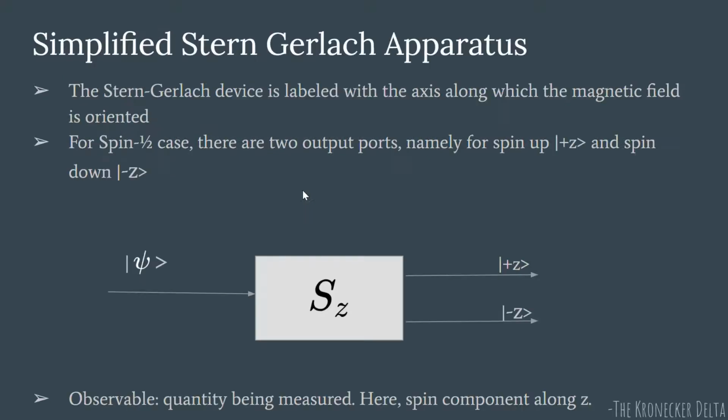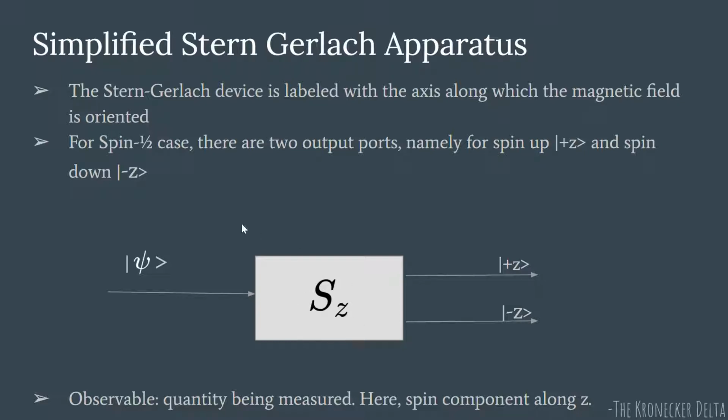Okay, having said this, now we'll focus on the simplified Stern-Gerlach apparatus. We don't care about the intricate details of the experiment now, we'll just focus on the essential features. So we label the Stern-Gerlach device by the axis along which the magnetic field gradient is set up. In the last experiment, the historical Stern-Gerlach experiment, the magnetic field gradient was set up in the z direction. So we label the Stern-Gerlach device as z.